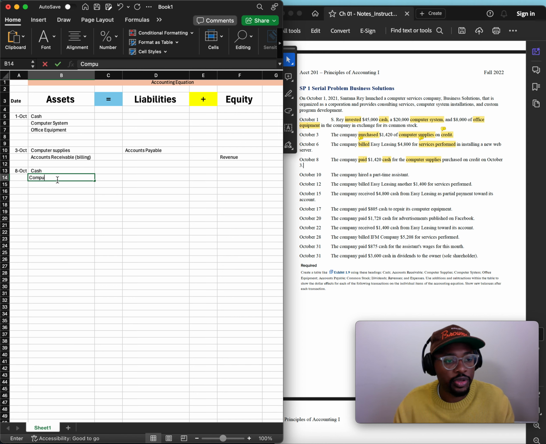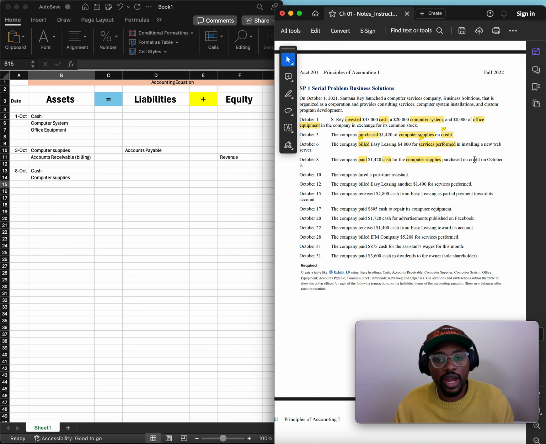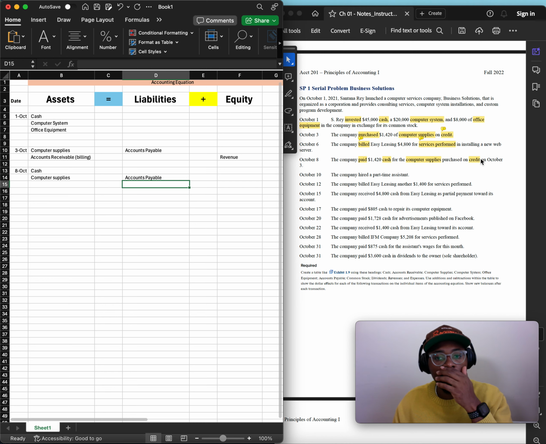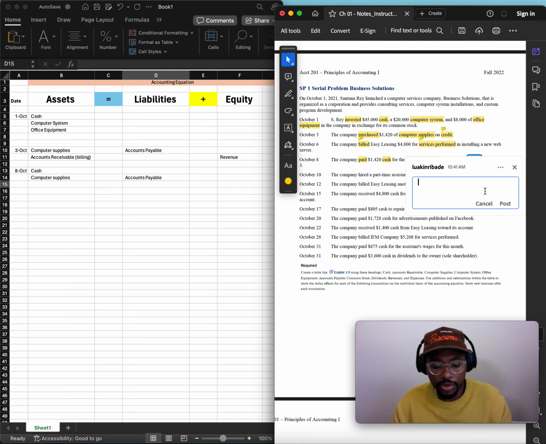So what do we put? Computer supplies is an asset, right? So we used that before. It says purchase on credit. We talked about this already. What is credit? Credit equals accounts payable. Maybe I haven't put it here, so I just want to put it here.